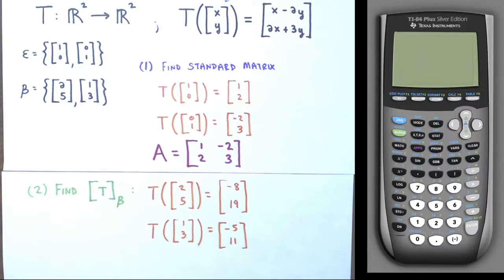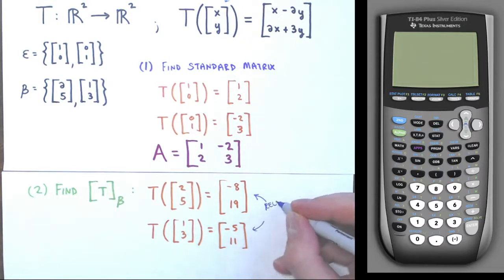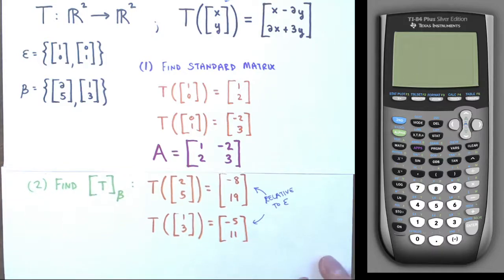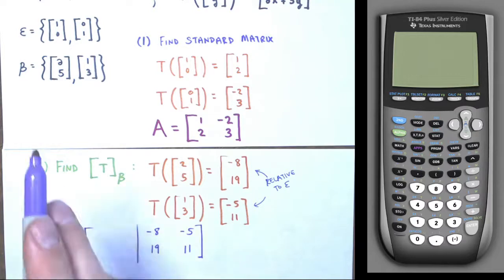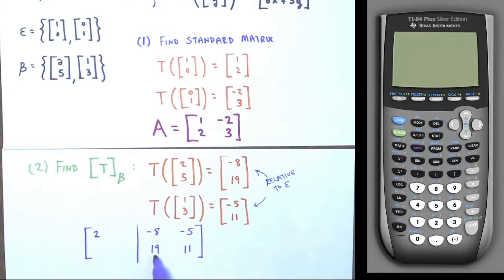All right, now again, as I mentioned up top, these are not what I want yet. Right now, these are outputs from T, relative to the standard basis at the moment. I would like to translate them so that we're relative to basis B. Remember, there are a couple ways you could do that. I'll do it this one way, where I have an augmented matrix, where on the right side I put these images: negative 8, 19 for the first vector, negative 5, 11 for the second vector. I'm trying to find the coordinates of these vectors relative to the basis B vectors. So I put the basis B vectors over here in the same order: 2, 5 first, 1, 3 second.